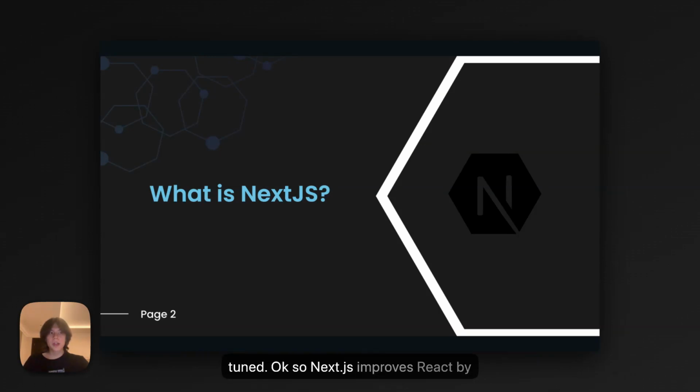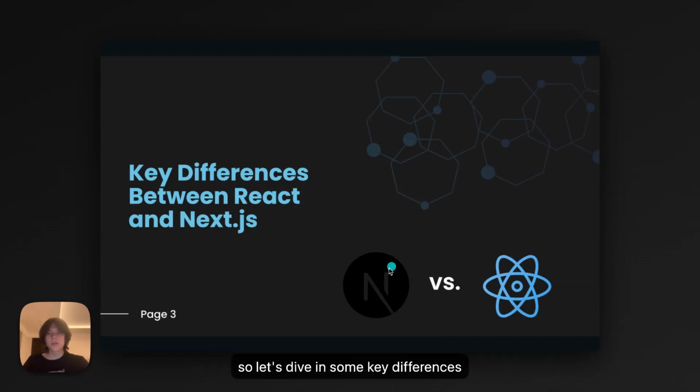Okay, so Next.js improves React by providing server-side rendering, static site generation, automatic code splitting, simplified routing, and built-in API routes, and many more features that we'll discuss later. So essentially, those features help developers build fast, user-friendly, and SEO-optimized web applications with ease. Literally, you can build your own app in 3-4 hours. Okay, so let's dive into some key differences between React and Next.js.